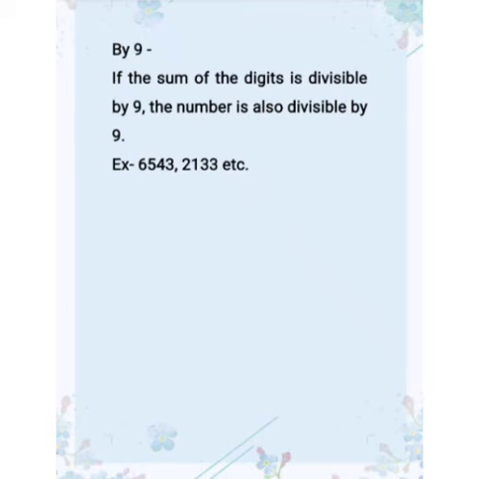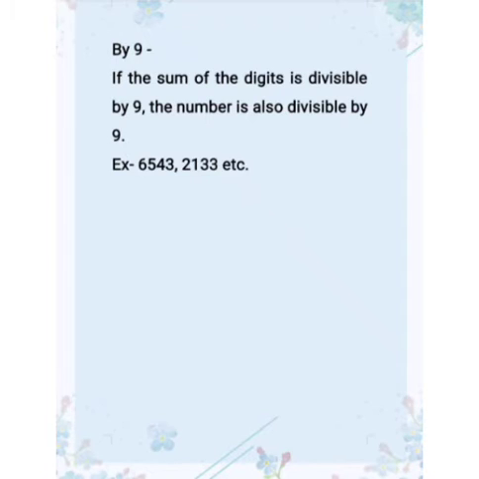Next, the divisibility test of 9. It is also similar to the divisibility test of 3. As in the divisibility test of 3, we do the sum of digits and check whether the sum of digits is divisible by 3 or not, similarly we do in the divisibility test of 9. We make the sum of the digits and check whether it is divisible by 9 or not. If the sum of the digits is divisible by 9, then the full number will be divisible by 9.